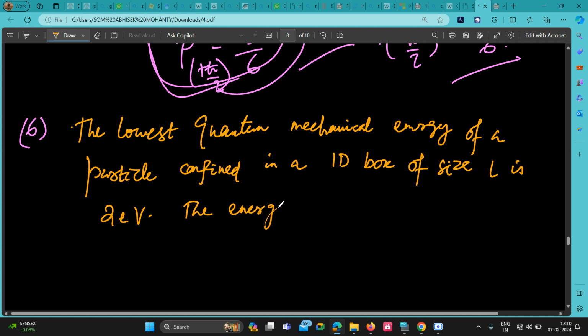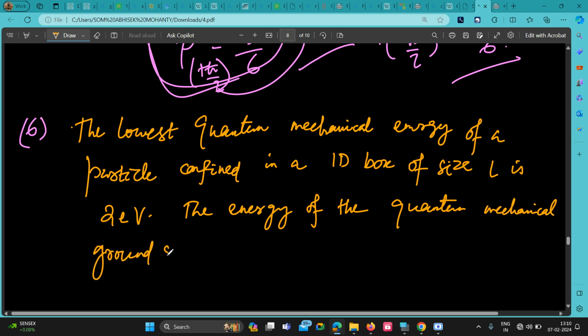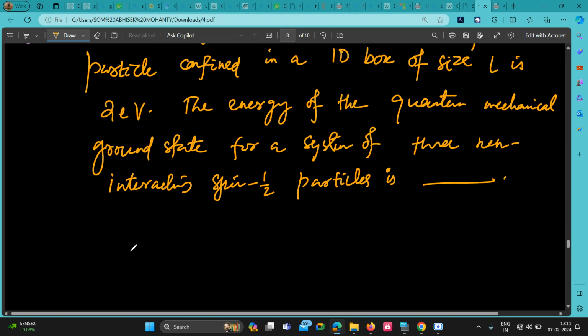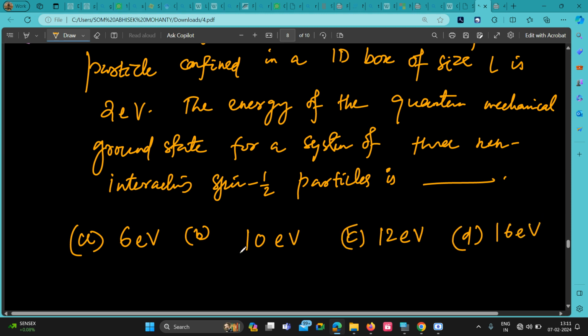The energy of the quantum mechanical ground state for a system of three non-interacting spin-half particles is: 6 electron volt, 10 electron volt, 12 electron volt, and 16 electron volt.